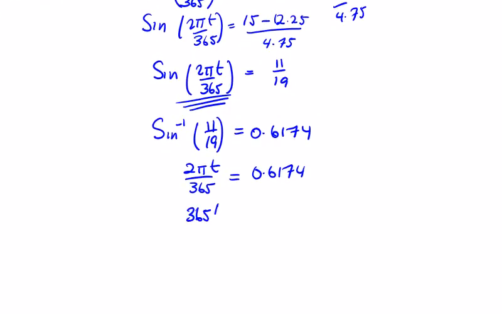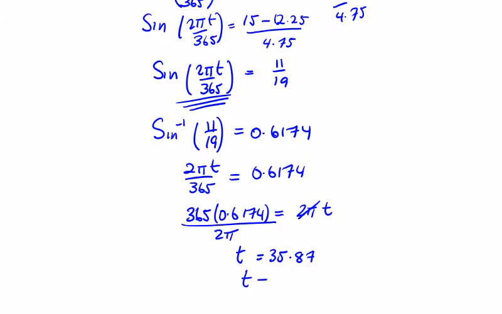So simplifying down to get t, 365 by 0.6174 would be equal to 2πt. So just divide across by 2π. We'll get t is equal to 35.87. Now the days, we're going to have to have a full day here, so we round up to 36 days.